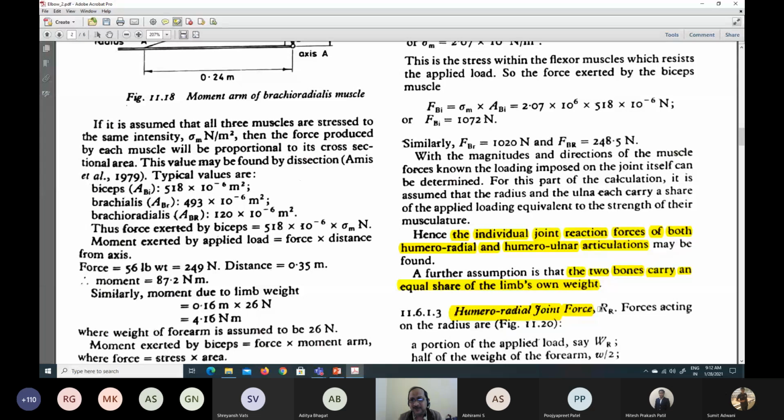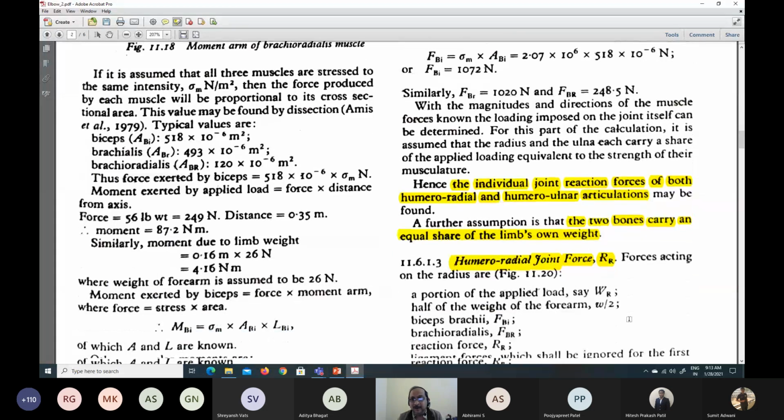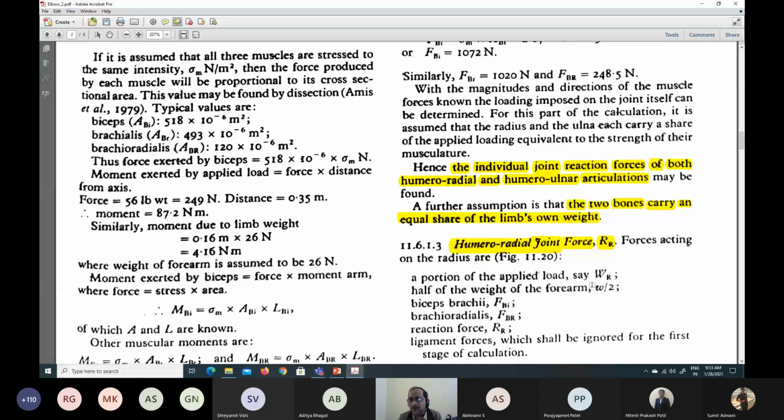So we designate this humeroradial joint reaction force as RR. So we don't know what is the portion, a percentage of the external load that is being carried by the forearm, that is carried by the humeroradial articulation. But we assume that half of the weight of the forearm is being carried by the radial bone.